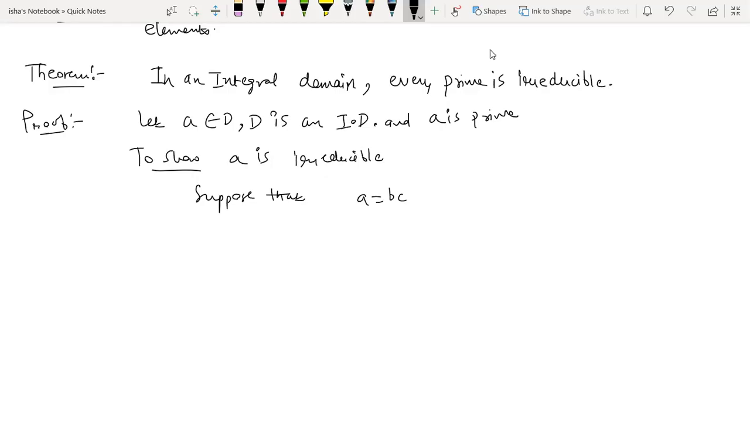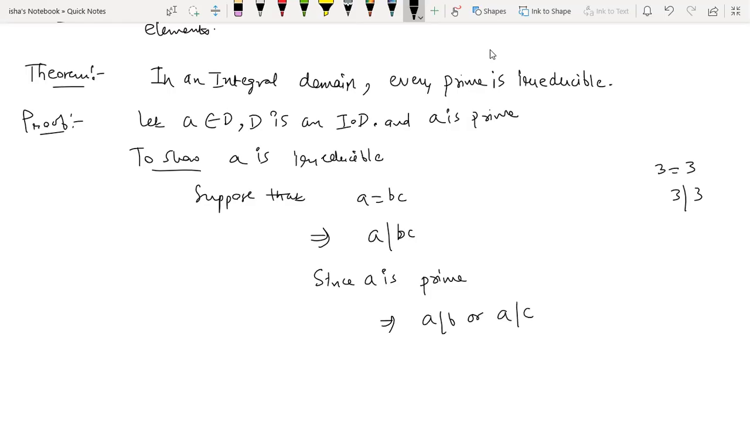Now a equal to bc implies a divides bc, because obviously a is equal to b into c. Every number is a divisor of itself. If I'm saying 3 is equal to 3, I can also say 3 divides 3. So it implies a divides bc. But since a is prime, because I have to use the information somewhere that the given element is a prime element, it implies a divides b or a divides c, right?